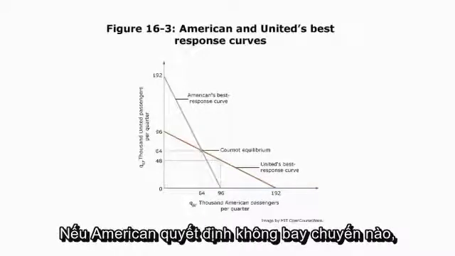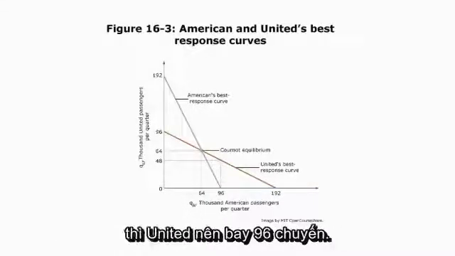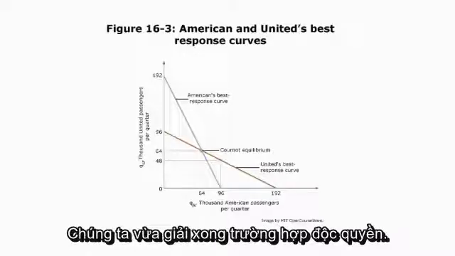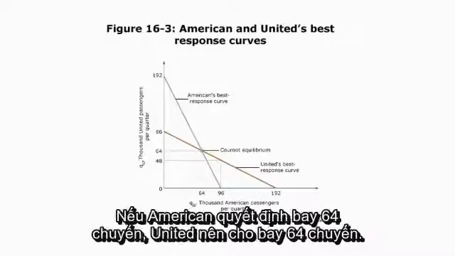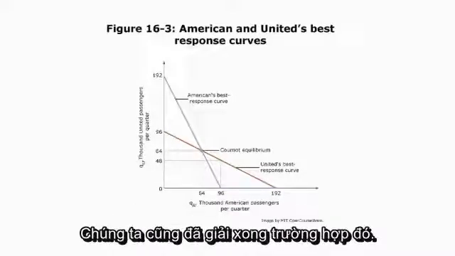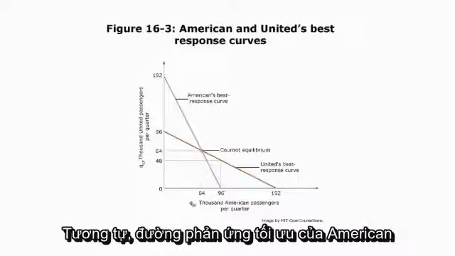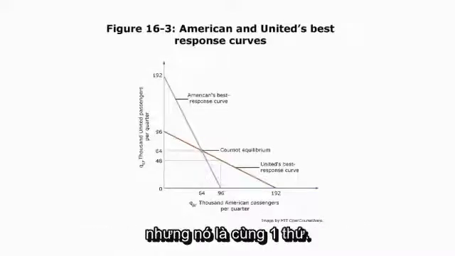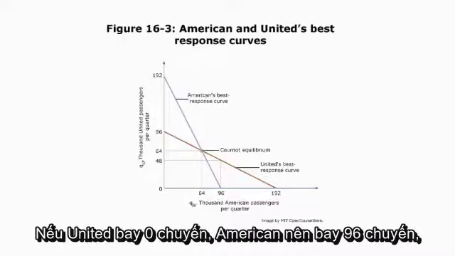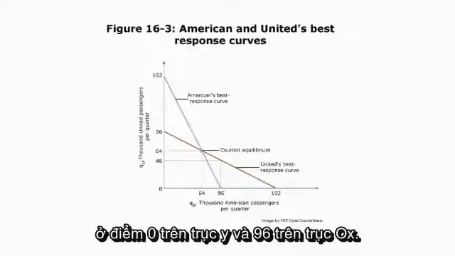If American decides to fly 0, United should fly 96. That's the monopoly case we just solved. If American decides to fly 64, United should fly 64. That's the case we just solved as well. Likewise, American's best response curve is this steeper line, but it's the same thing. If United flies 0, American should fly 96. That's 0 on the y-axis, 96 on the x-axis.